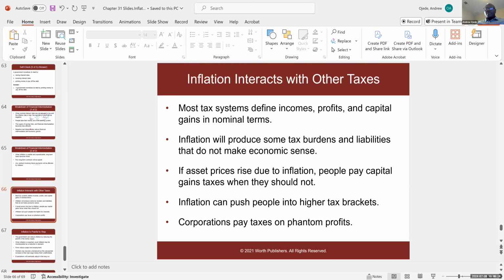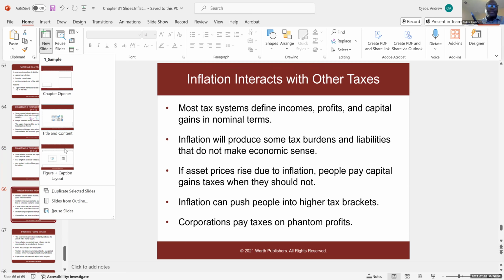Okay. So most tax systems define incomes, profit, and capital gains in nominal terms. This is one of the things that I hate the most, and because I also invest like you. Maybe some of you invest your money in stocks, bonds, and whatever. When the government is taxing you, the government taxes your nominal gains. Okay, they don't tax your real gain, and to me that is an unfair tax treatment.